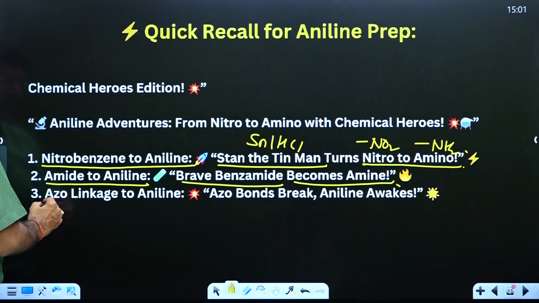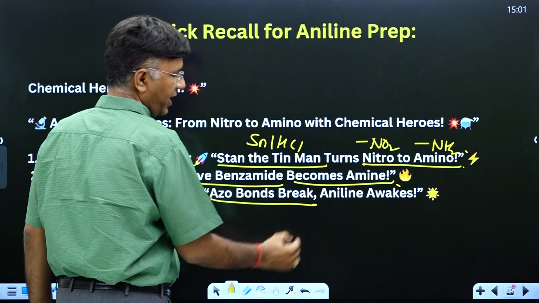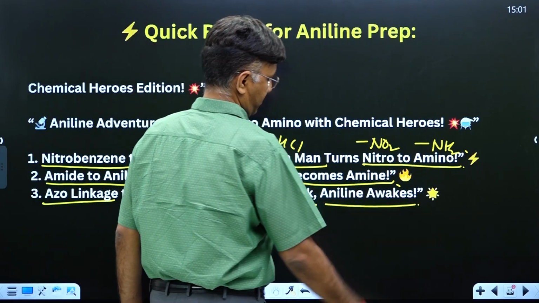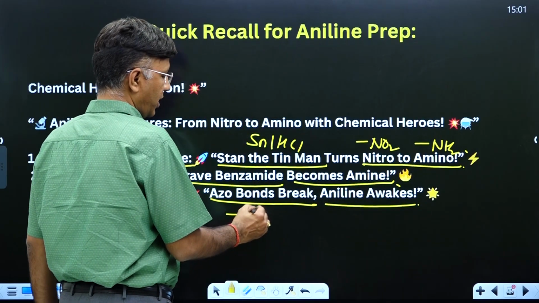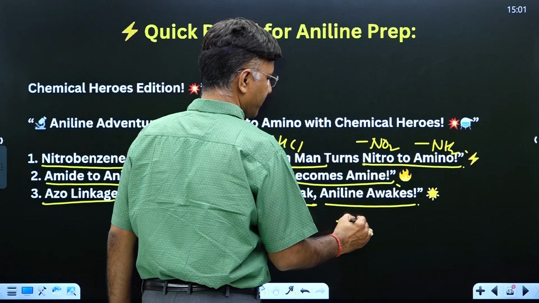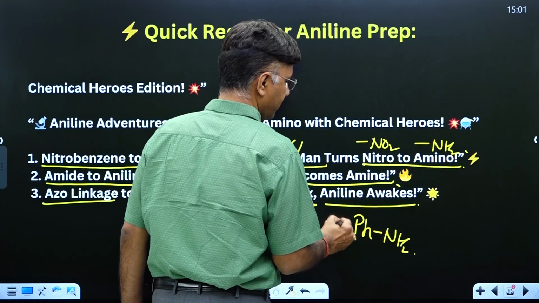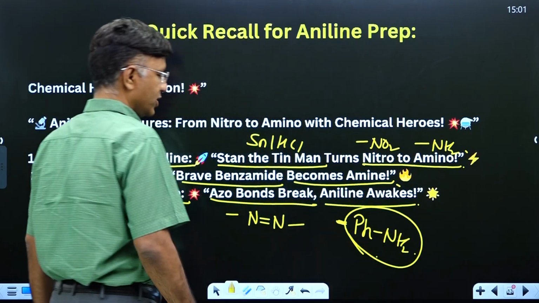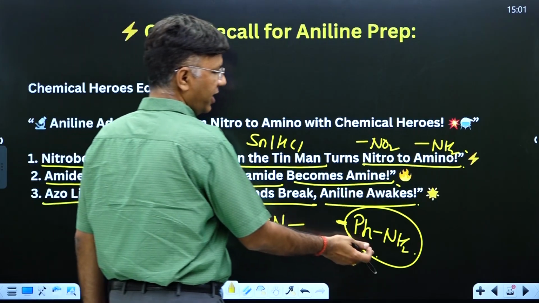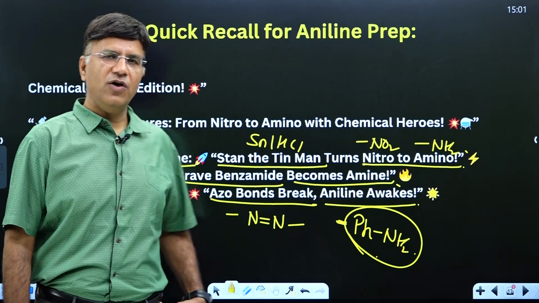And the third one is from azo linkage to aniline. Azo bond break, aniline awakes. What is an azo bond? N double bond N. What is aniline? This PhNH2 is our aniline. Means azo bond break, aniline awakes. So these are the methods for preparation of aniline.